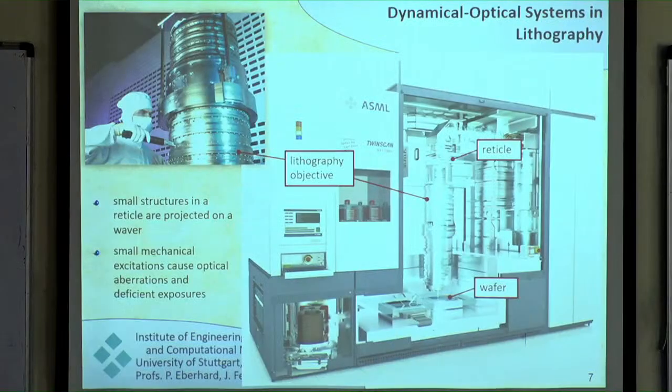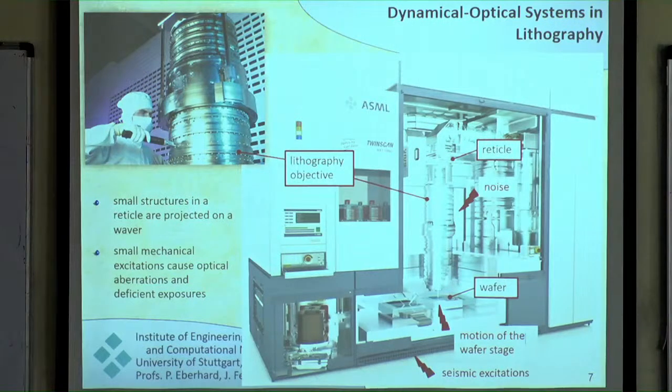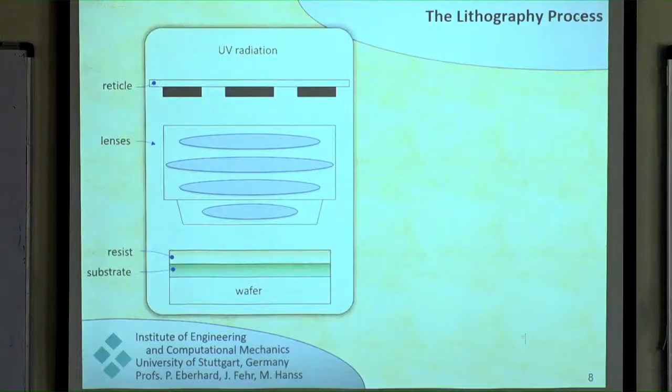So up there, there's a reticle, then there's the lithography objective, and down there is the wafer. And with mechanical things, very small disturbances can completely destroy the chips. So for example, seismic excitations. If a subway is driving along, it destroys the chip. If an air conditioner is working, it destroys the chip. If the radiator of a computer is working, it destroys the chip. So very small disturbances already destroy everything.